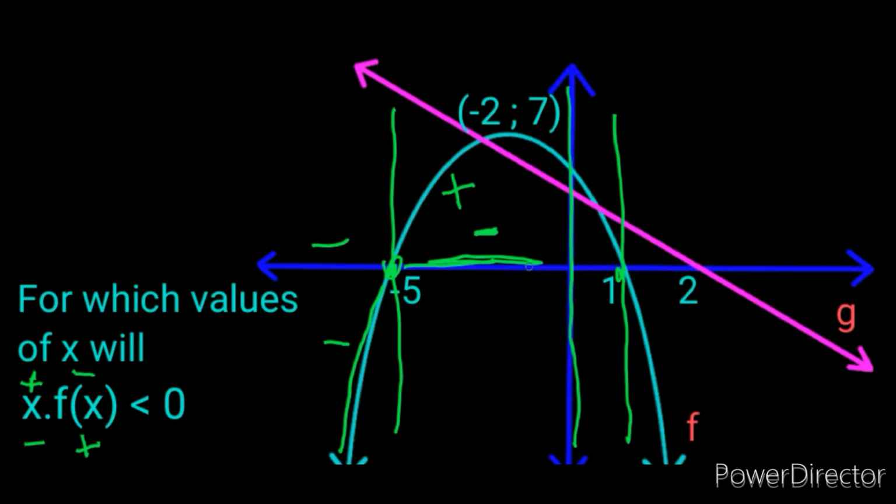It's still on the negative side of the x-axis because it's on the left side of the y-axis. So therefore we've got positive and negative. Does it fulfill the requirement? Yep, it does fulfill the requirement because we wanted them to be different.